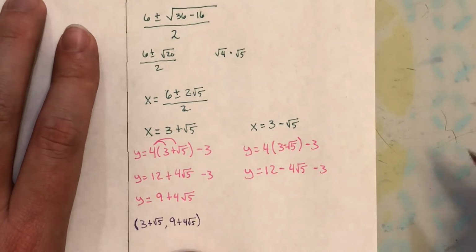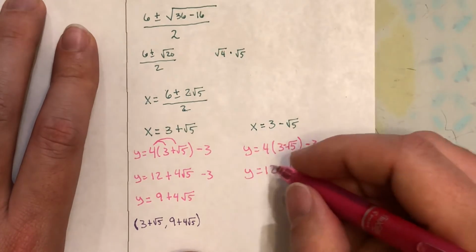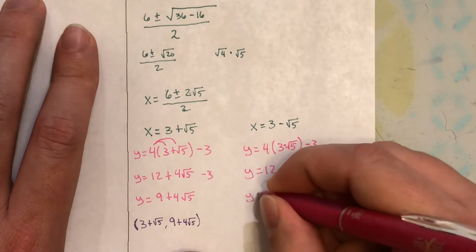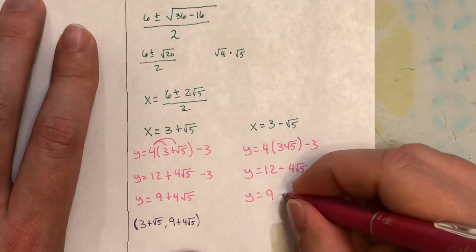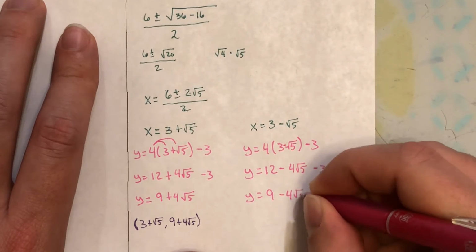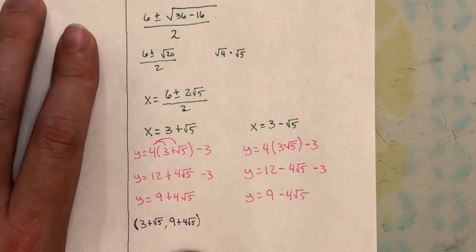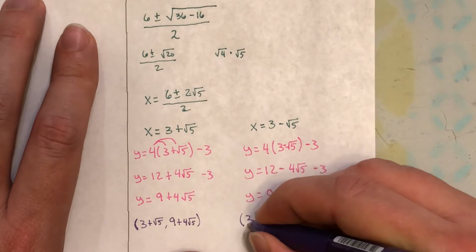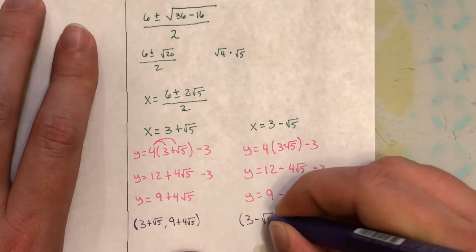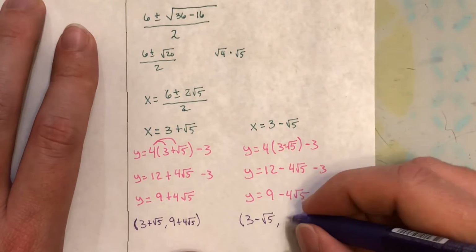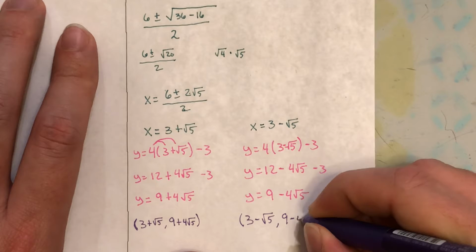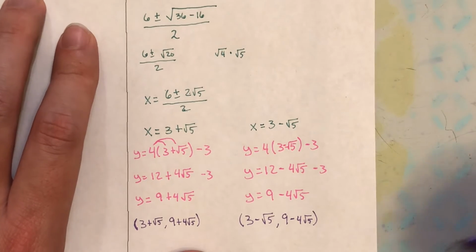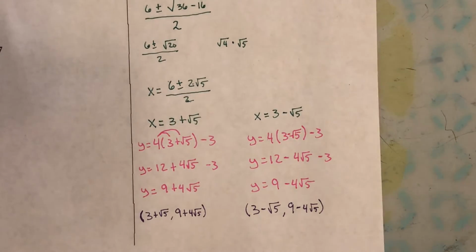So I've got this here. And I subtract the 3 from the 12. So I have y equals 9 minus 4 square root of 5. So I have another ordered pair here of (3 minus the square root of 5, 9 minus 4 square root of 5).